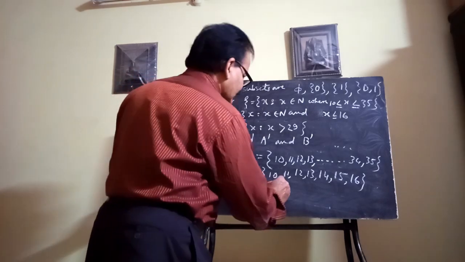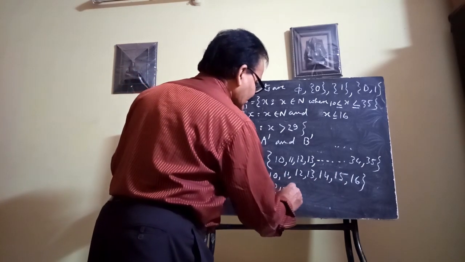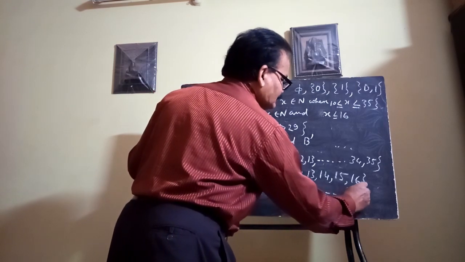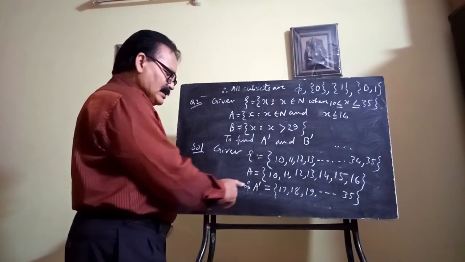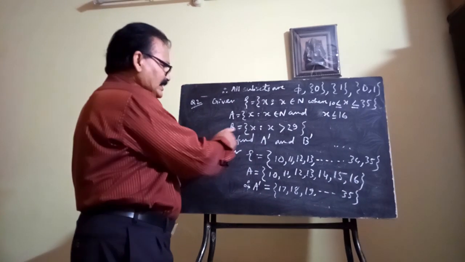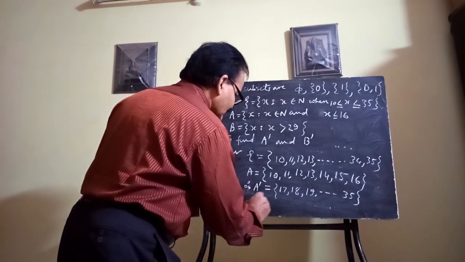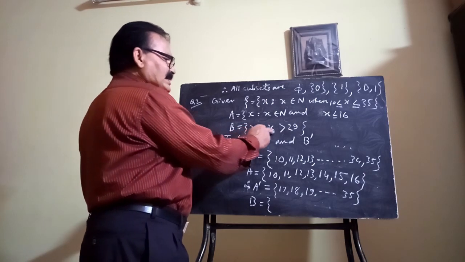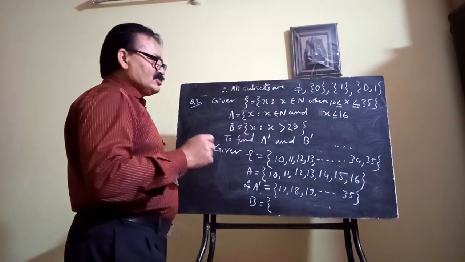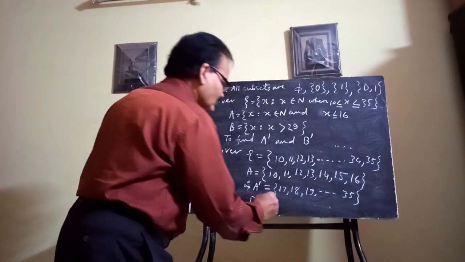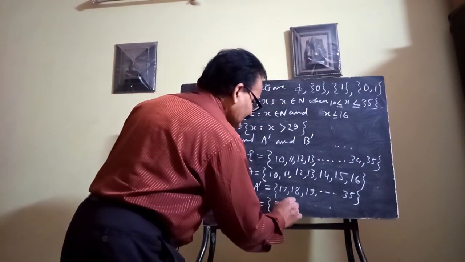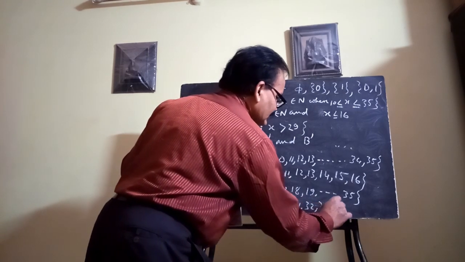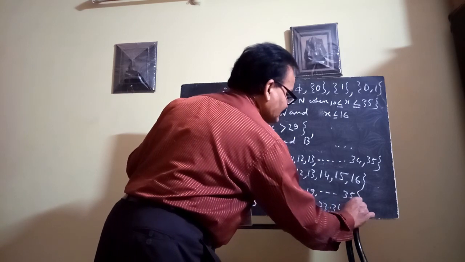So your remaining elements are 17, 18, 19, and last is 35. So this is the A complement. Now your set B. Here set B is the set of elements x such that x is greater than 29. So greater than 29 means your B set starts from 30, 31, 32, 33, 34 and 35.